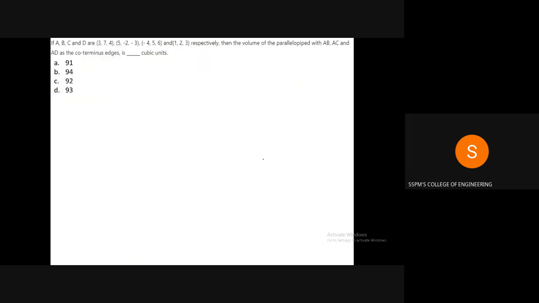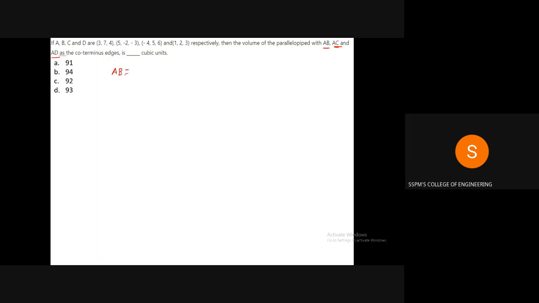The next question is, 4 points are given to us, A, B, C, D, and their coordinates are given. We have to find the volume of the parallelepiped with AB, AC, and AD as coterminous edges. So what are the coterminous edges? AB, AC, and AD are coterminous edges. We have to calculate all these vectors. First vector is AB, or first side is AB.